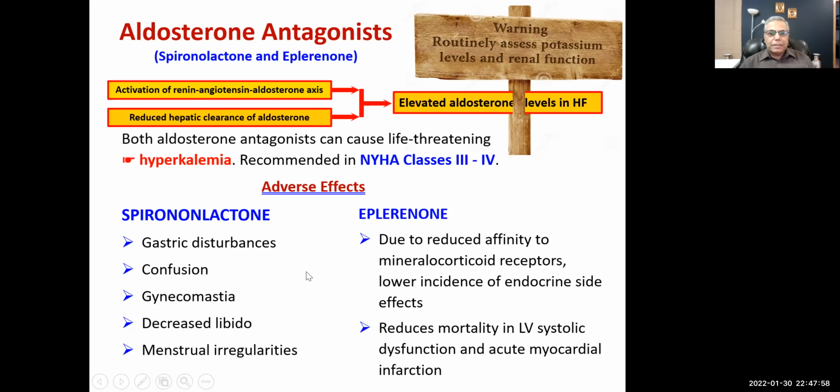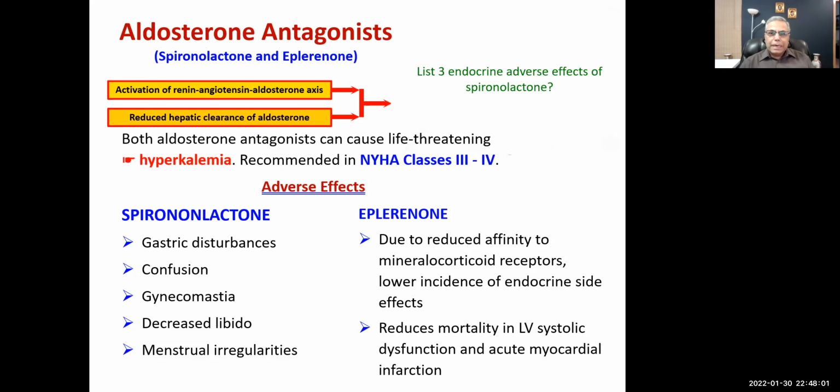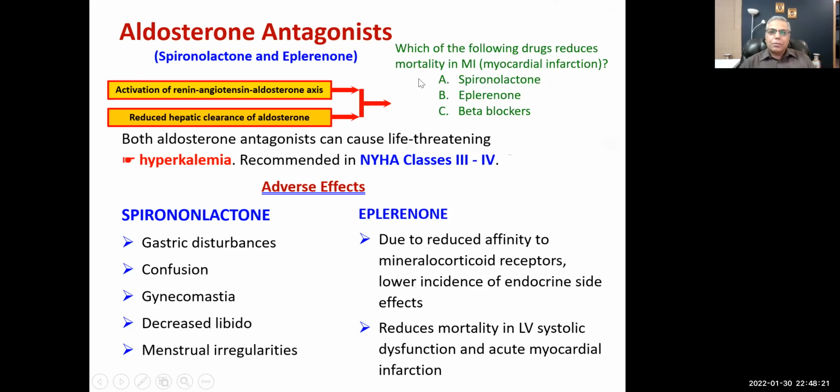So the bottom line is that both these drugs are used, and here is a question: list 3 endocrine adverse effects of spironolactone. All right, they are already written over here. You can just say gynecomastia, decreased libido, and menstrual irregularities. And the other question is, which of the following drugs reduces mortality in myocardial infarction? Is it spironolactone? Is it eplerenone? Or are these beta blockers?